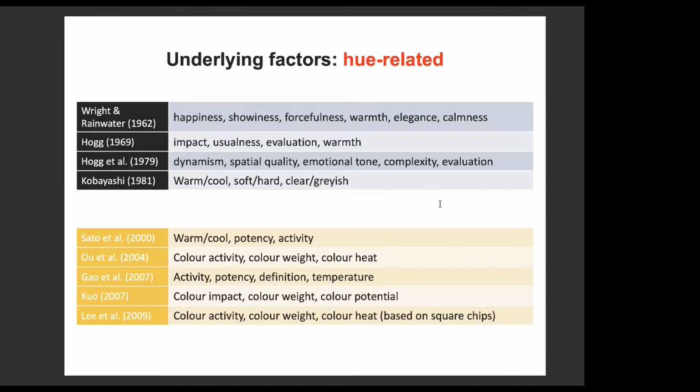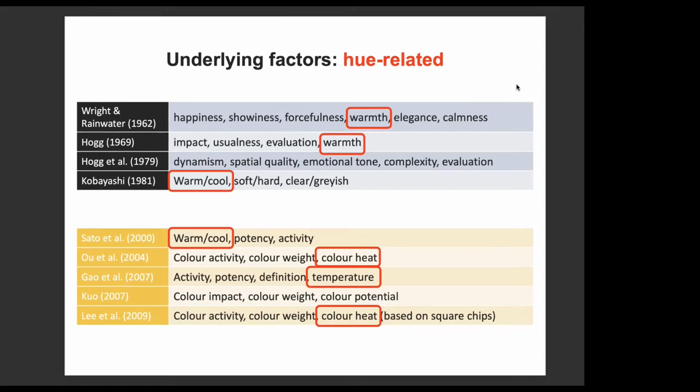Here are some literatures regarding color emotion. And in many of them, they use several color emotion scales, as you can see in the table. So here I would like to divide them into several underlying factors. The first one is called Hue Related Scales.